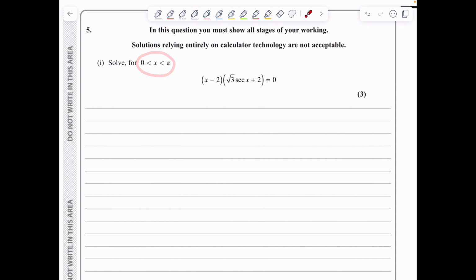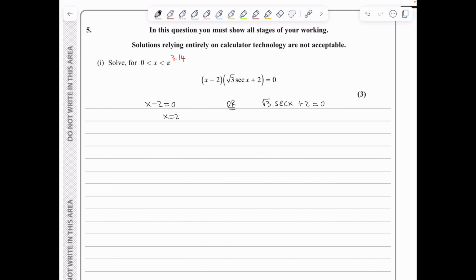The equation is (x minus 2)(root 3 sec x plus 2) equal to 0. Well, we know that pi is 3.14, so we're looking for solutions between 0 and 3.14. The equation has already been given in a factorized form, which means that either x minus 2 is equal to 0 or root 3 sec x plus 2 is equal to 0. So we can easily see that x is 2 is a solution that lies within the range of values here.